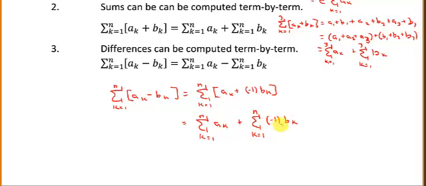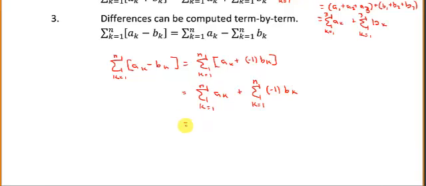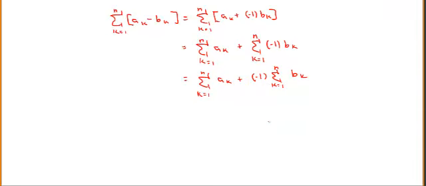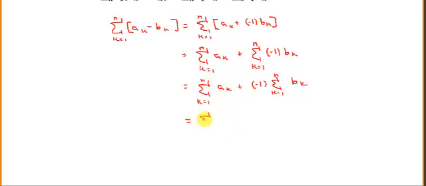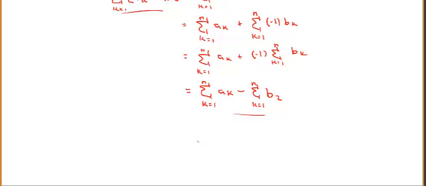And now notice this negative 1 is a common factor like the c in part 1, so I can take that out. So this would be the sum as k goes from 1 to n of a sub k plus negative 1 times the sum as k goes from 1 to n of b sub k. And then, of course, when we're adding negative 1 times something, that's just subtracting it. So this would be the sum as k goes from 1 to n of a sub k minus the sum as k goes from 1 to n of b sub k. And there we have it. The sum of the difference is the difference of the sums. So we have those three properties of sums.